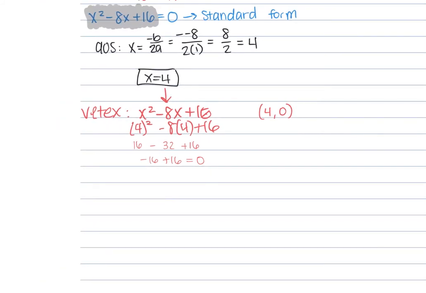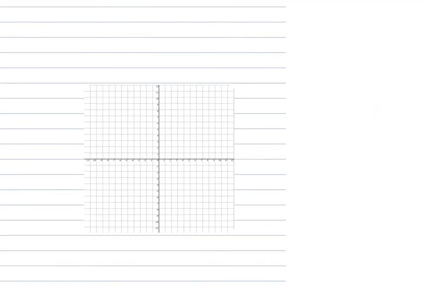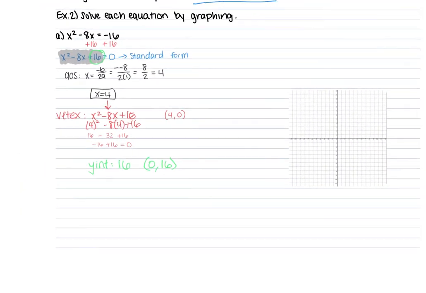And then last but not least, you have to figure out what the y-intercept is. It's just going to be your c value, which is 16. So we're going to say y-intercept is 16, or 0, 16. All right, so we go to our graph. We know that our axis of symmetry is x equals 4. So a dotted line down the axis of symmetry of 4.